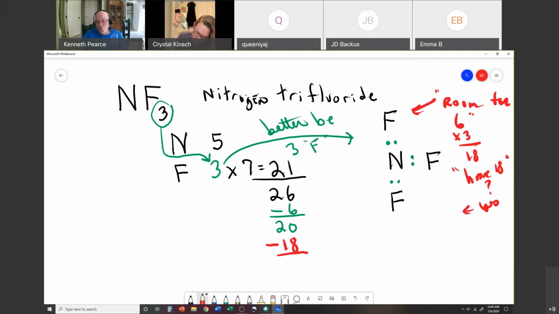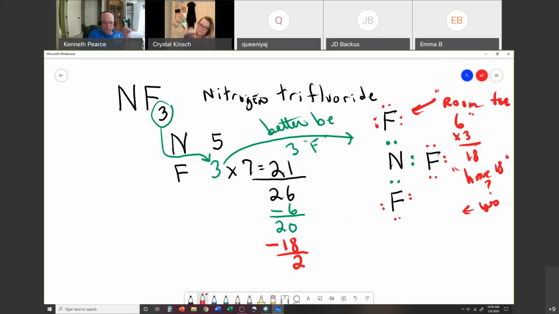So let's go ahead and put those 18 up here. 2, 4, 6, 2, 4, 6, 2, 4, 6. I subtracted off 18. I have 2 left over. Here they are. Now, everything we've done so far, we had nothing left over, right? We had nothing left over. Now, what am I going to do with these 2?